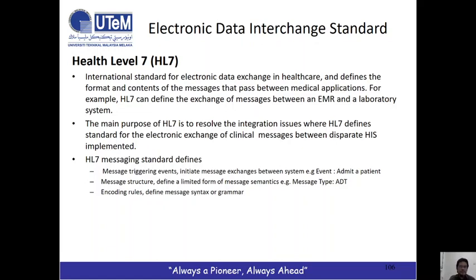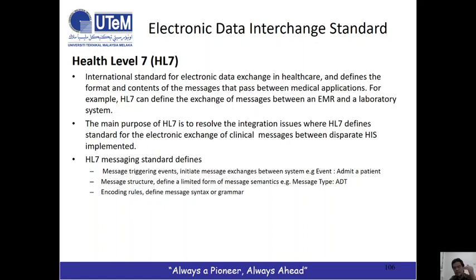A message triggering event initiates a message exchange between systems. For example, admitting a patient. When you admit a patient, an event is triggered and it will produce a message which includes more than one segment. Then message structure refers to the message type, for example ADT, admit discharge transfer.